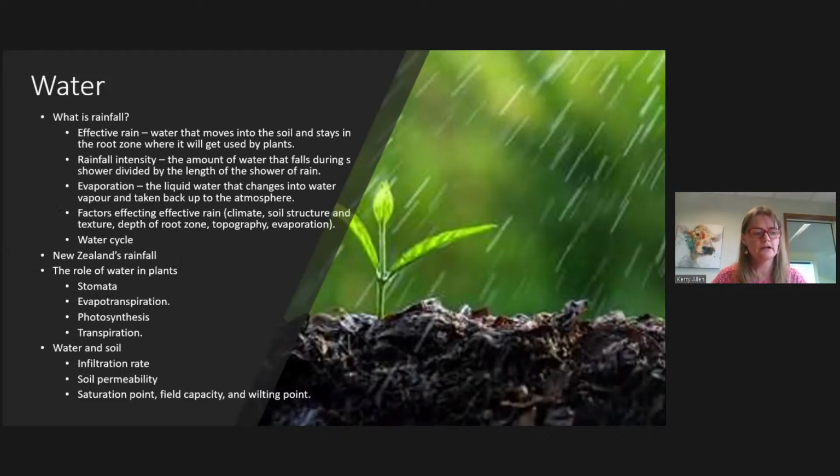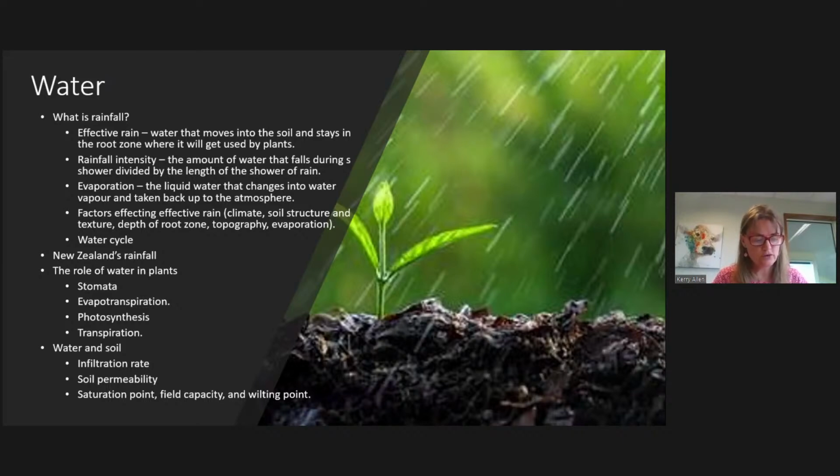Okay, we're going to move on now to water. And so once again, this is a big one, and predominantly used in most plant processes. So we have to look at the type of water we get, where we get water from, and predominantly we get that from rainfall. So New Zealand gets a lot of rain, so that's a good thing for us. But some of that rain is not effective. So some of it will run off, some of it will just pass through the soil and won't get into that root zone and can't be used. So we need to be mindful of that when we're looking at water.